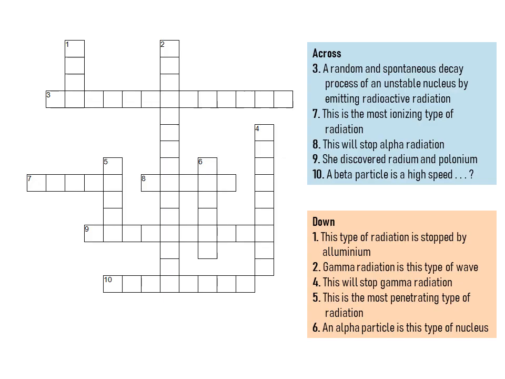Finally, it's time to test your knowledge. Let's solve this crossword puzzle together. The first question, what type of radiation is stopped by aluminium? The answer is beta. The second one, gamma radiation is this type of wave, which is electromagnetic wave. The third question, a random and spontaneous decay process of an unstable nucleus by emitting radioactive radiation, which is referring to radioactivity. The fourth question, what's going to stop gamma radiation?